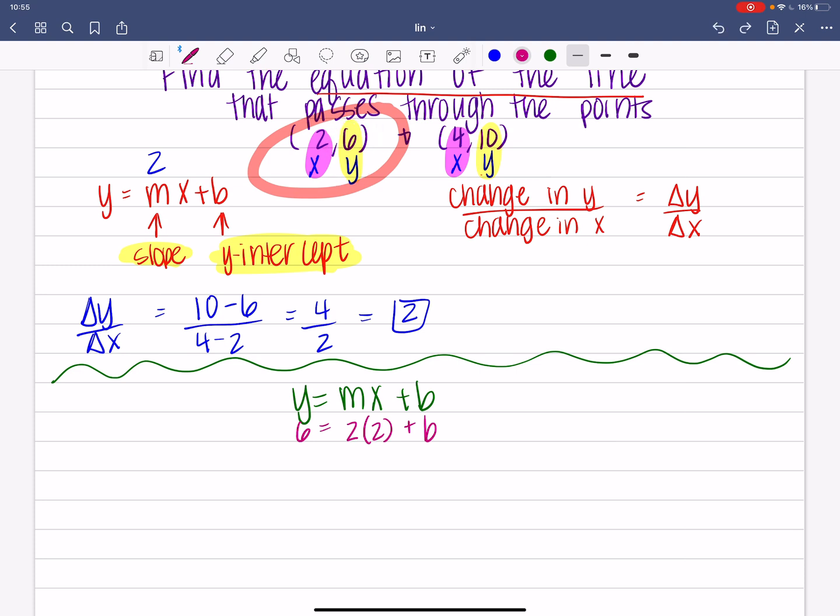Now, could you have used 4 and 10 for your x and y values? Absolutely. What you can't do is use 4 and 6 together, or 10 and 2, because they didn't belong together in their ordered pairs. But you can use whatever ordered pair you prefer.